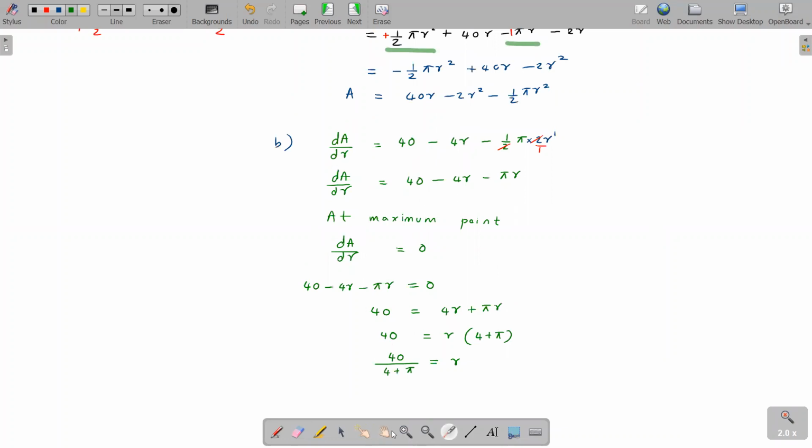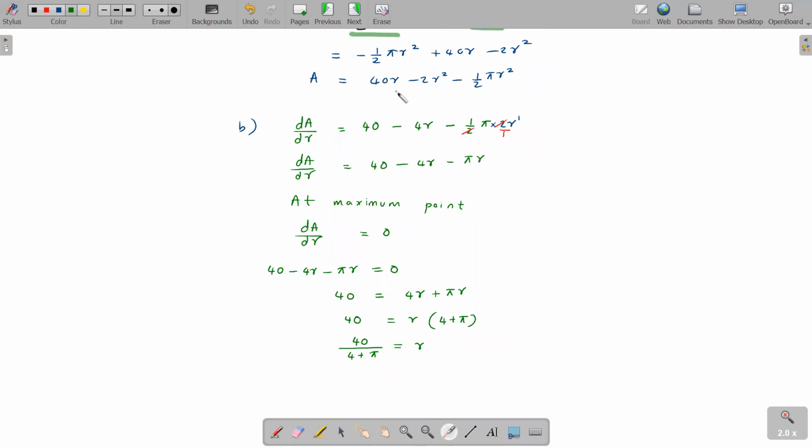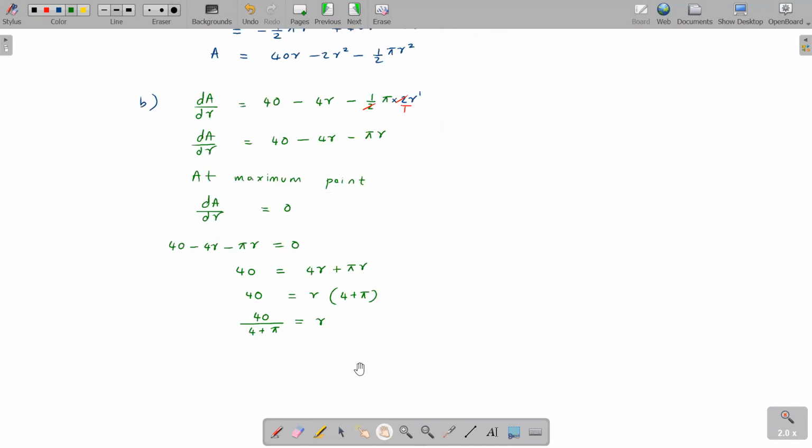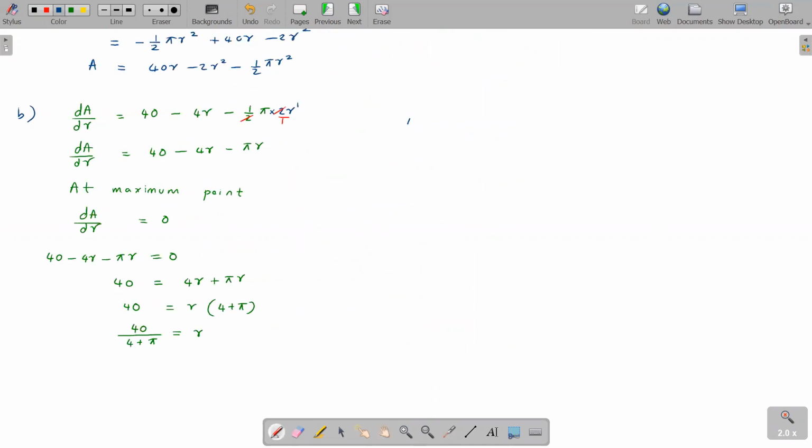Otherwise, when we substitute 40 over 4 plus pi, the simplification is quite tough, and most of the time you would just end up getting a simple decimal answer, right? So let me show you what I mean here. Now I want to get the area answer. Let's substitute r as 40 over 4 plus pi. 2 times r square is 2 times 40 over 4 plus pi, the whole thing squared. Do you agree with me?